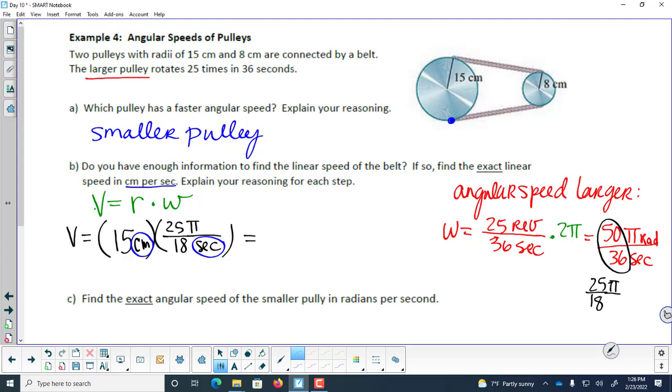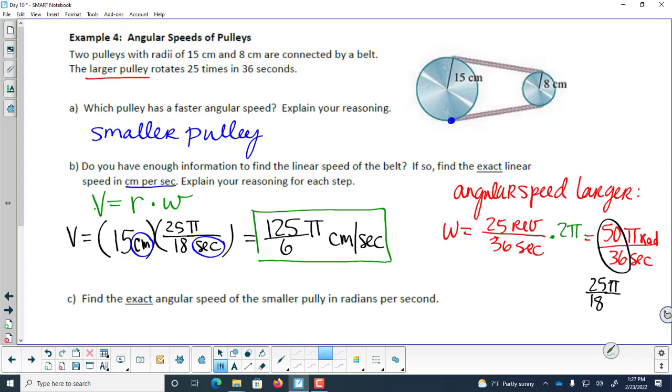Multiply, I guess. 15 times 25/18. I just make my calculator reduce. So I get 125/6 pi, and that is centimeters per second. So this is an exact value.